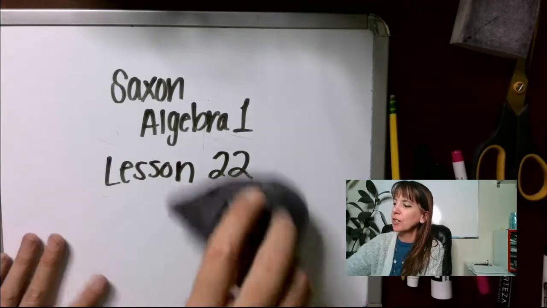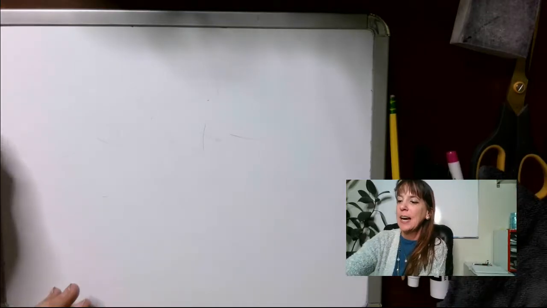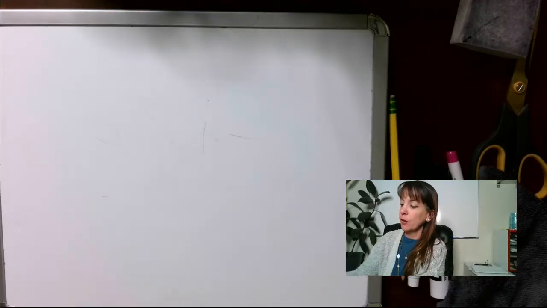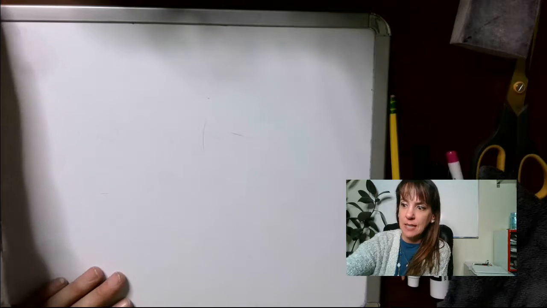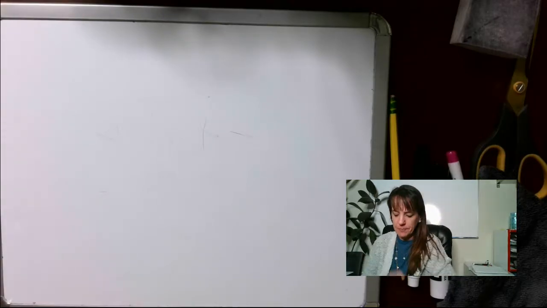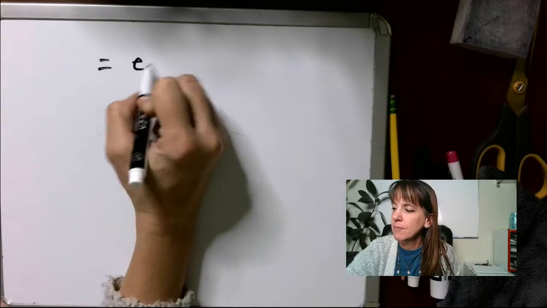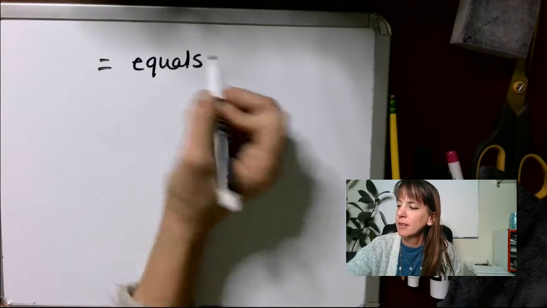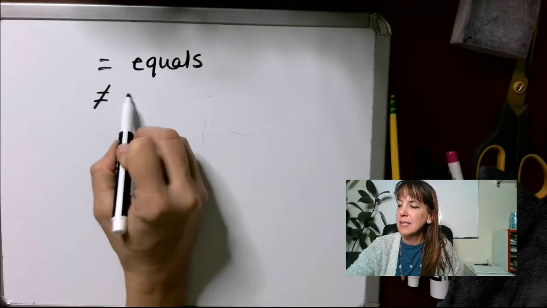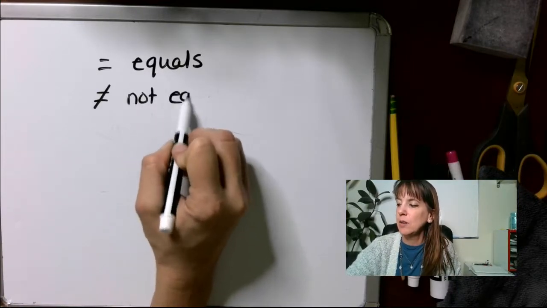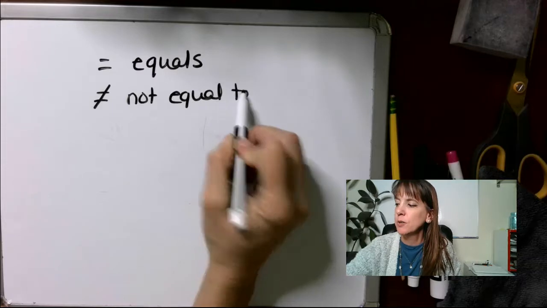First things first, when we are talking about some math terms that we are going to be converting into English, you're going to want to write these down in your notes section to make sure that you have them, okay? So this is the first one. That means equals. This means not equal to, not equal to.